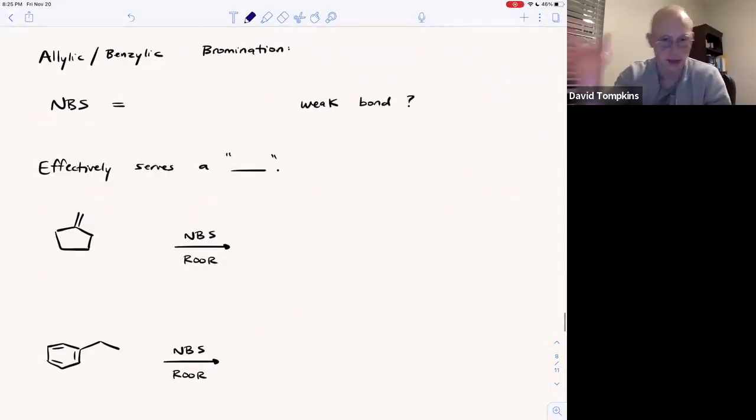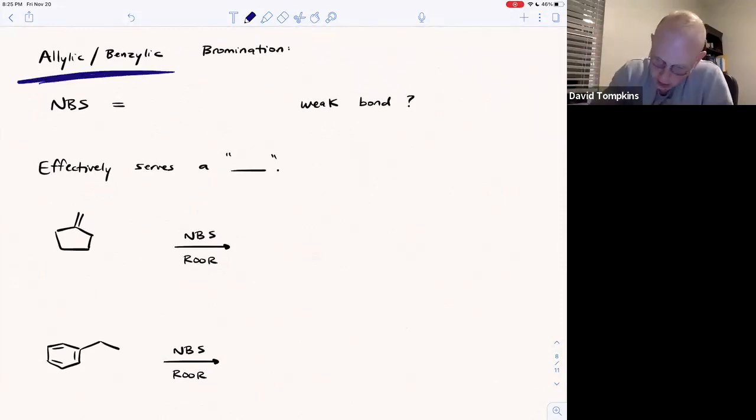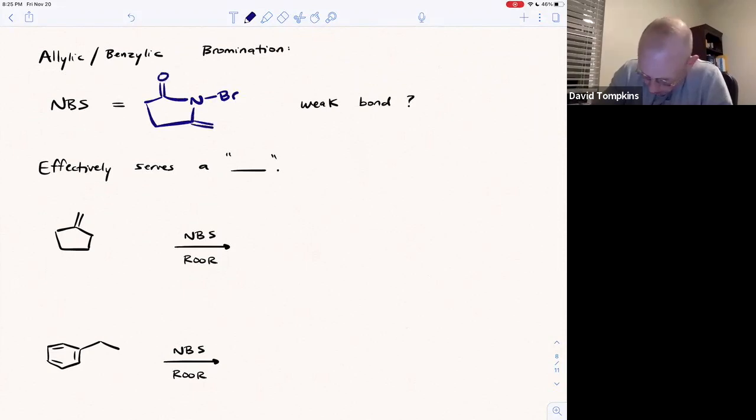So the final reaction in this chapter, and one that we're not going to worry about the mechanism for, is allylic benzylic bromination. This utilizes a reagent known as N-bromosuccinimide, which is this 5-membered ring. But the only interesting part that you should worry about is this weak nitrogen-bromine bond.